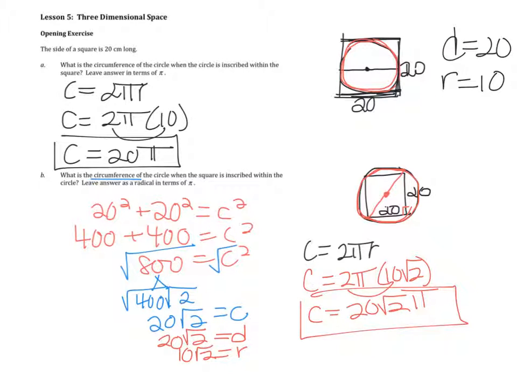If you can unfurl the circle, you would get one straight line. Okay, so if you put a string around the circle, you get one straight line, and the length of that straight line, the same distance around the circle, hence the circumference, would be 20 radical 2 times pi.